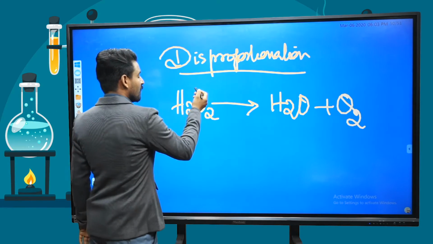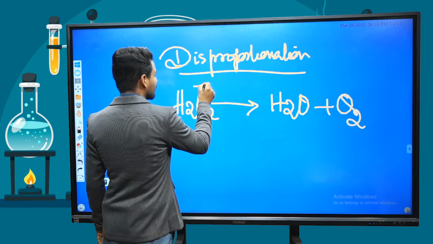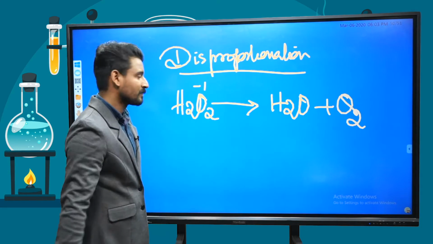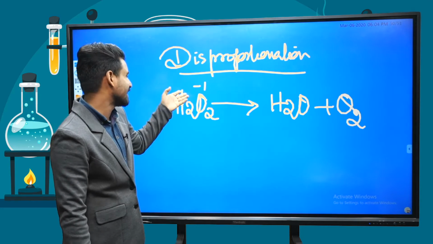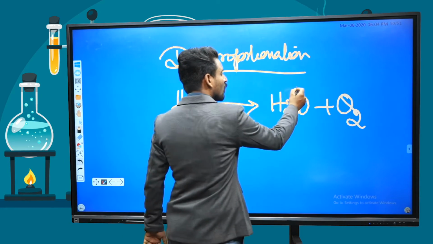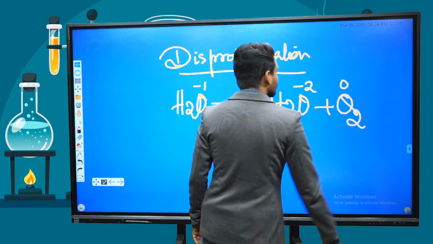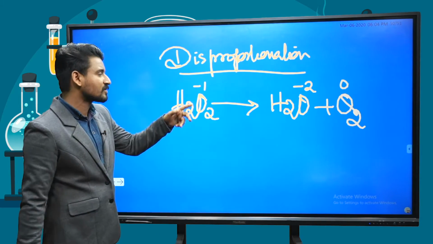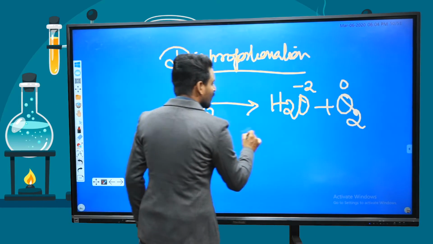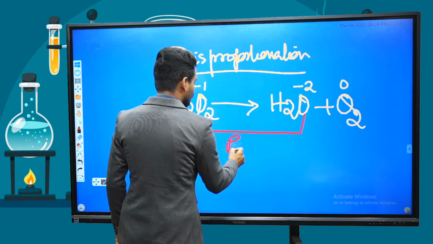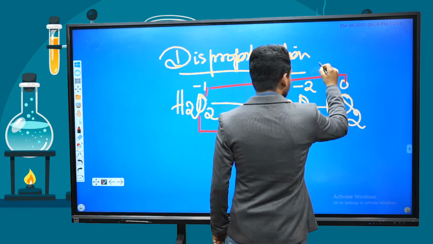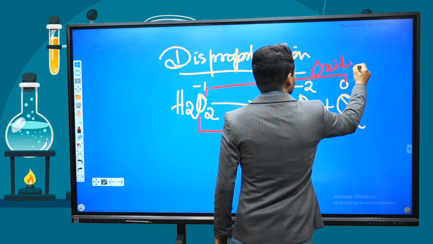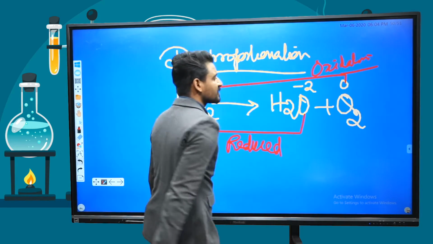So here oxygen is in its -1 state. We can calculate the oxidation state of oxygen in peroxides, that is -1. And in H2O it is in the -2 state, and in O2 the 0 state. There are 2 oxygens on the product side, so this oxygen is reduced and this oxygen is oxidized. So this is an example of a disproportionation reaction.